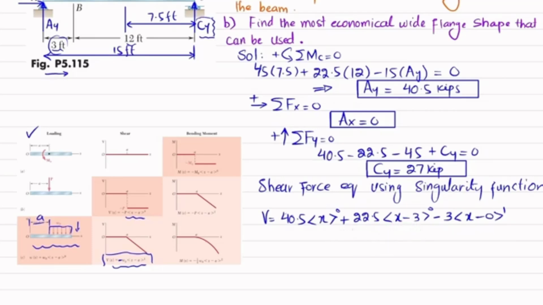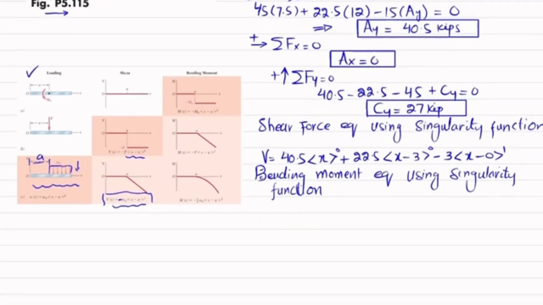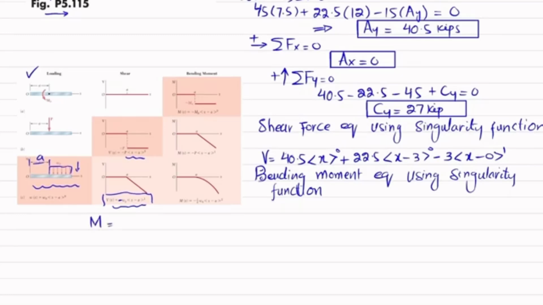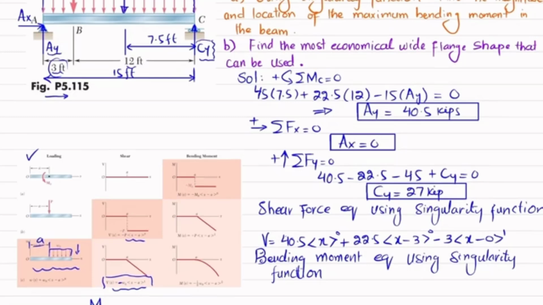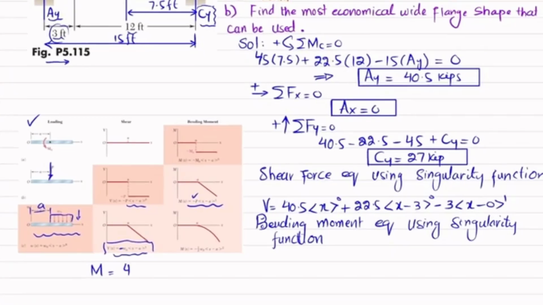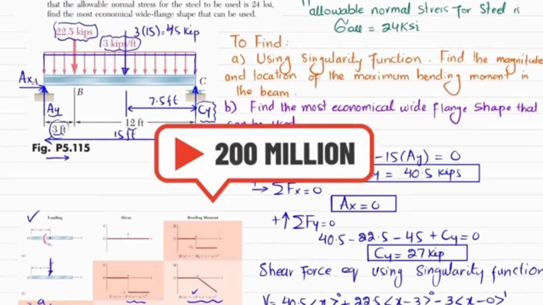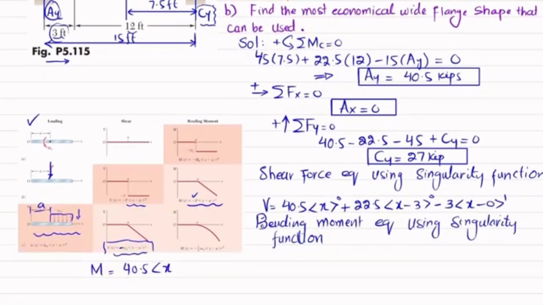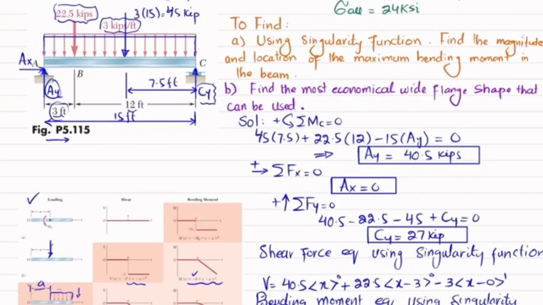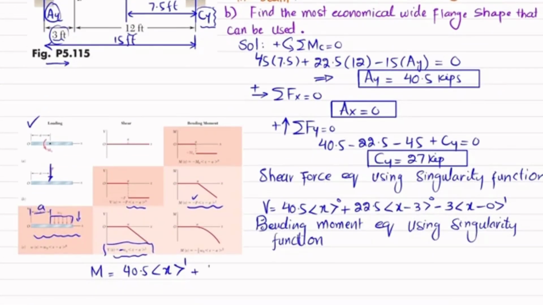Now we are going to find the bending moment equation using the singularity function. Starting again from the left side, you have the AY load, so the moment equation is this one. For this load, the load is upward, so I will write positive: AY is 40.5 into X minus A. For this AY load, A is equal to 0 because it starts from the start, so this is power 1. Now the second load is again 22.5, so I will write plus 22.5 into X minus A, where A is 3 feet, so 3 power 1.